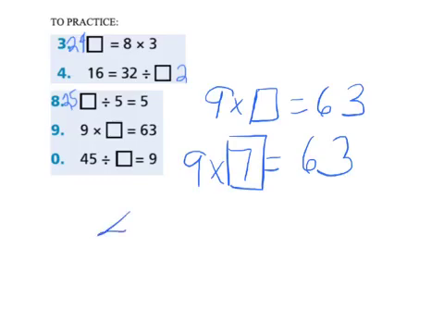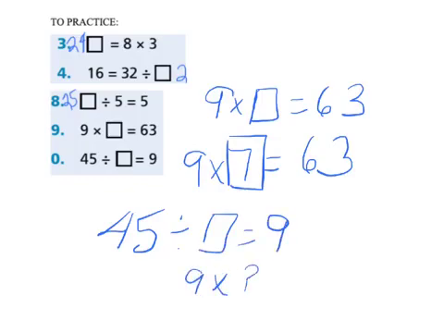Last one, 45 divided by something that equals 9. Well, 9 times what equals 45? Well, 9 times 5 is 45, so then we also know that 45 divided by 5 is going to equal 9, so that makes 5 our unknown number there.